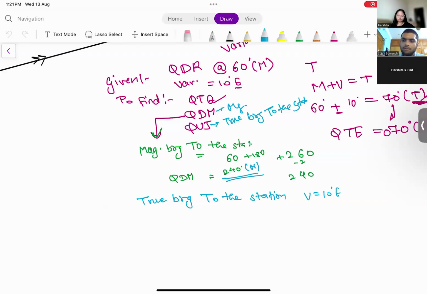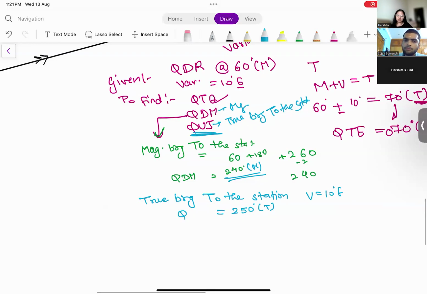$250. Very good. That is 250 degrees. It is true. What is 250 degrees true? What is the name given to the true bearing to the station? QUJ. So if someone asks you the value of QUJ, it would be 250 degrees.